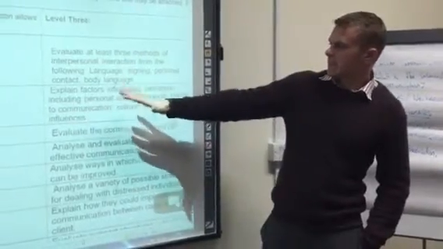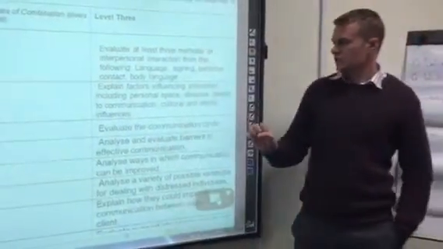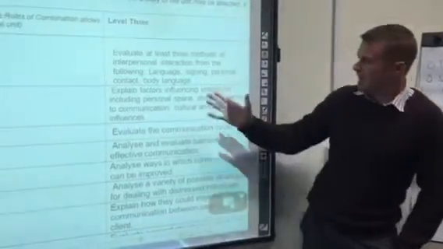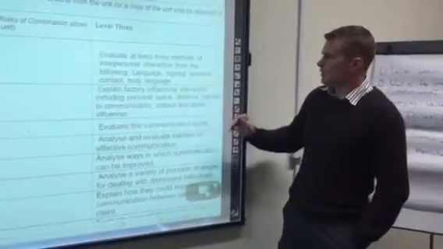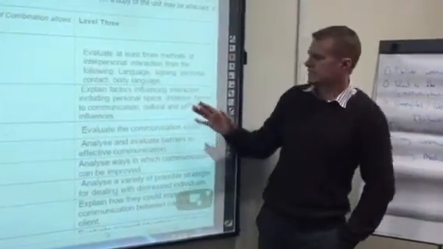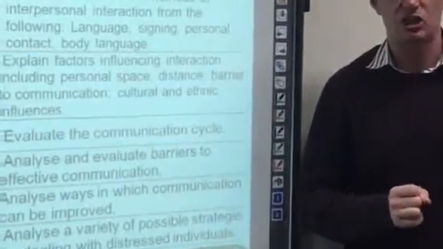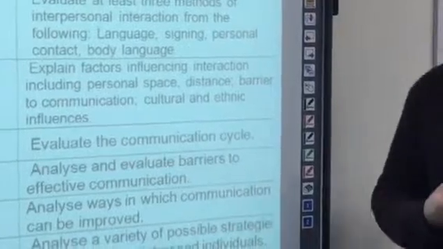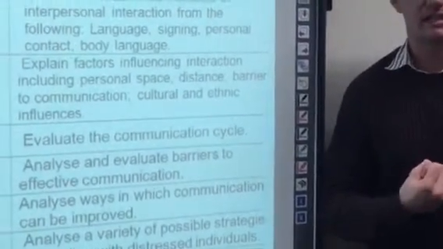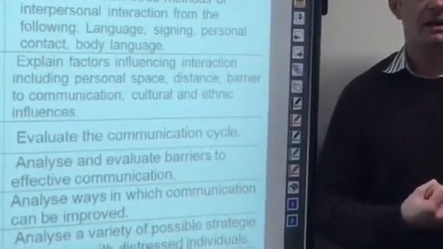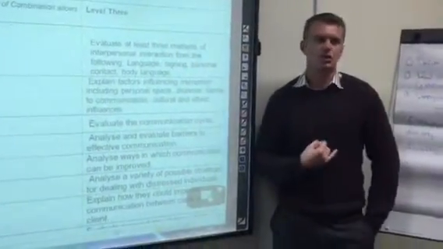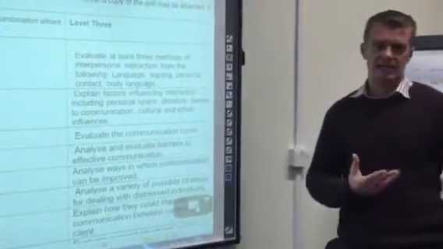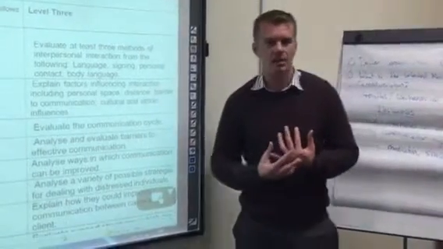Your next part is explaining the factors influencing interaction. We have space and distance, cultural and ethnic influences, and barriers to communication. I'm just going to give you an example now of when I used to work with a client with a learning disability. He was wheelchair bound, he couldn't verbally communicate, and he couldn't move his legs or his arms.